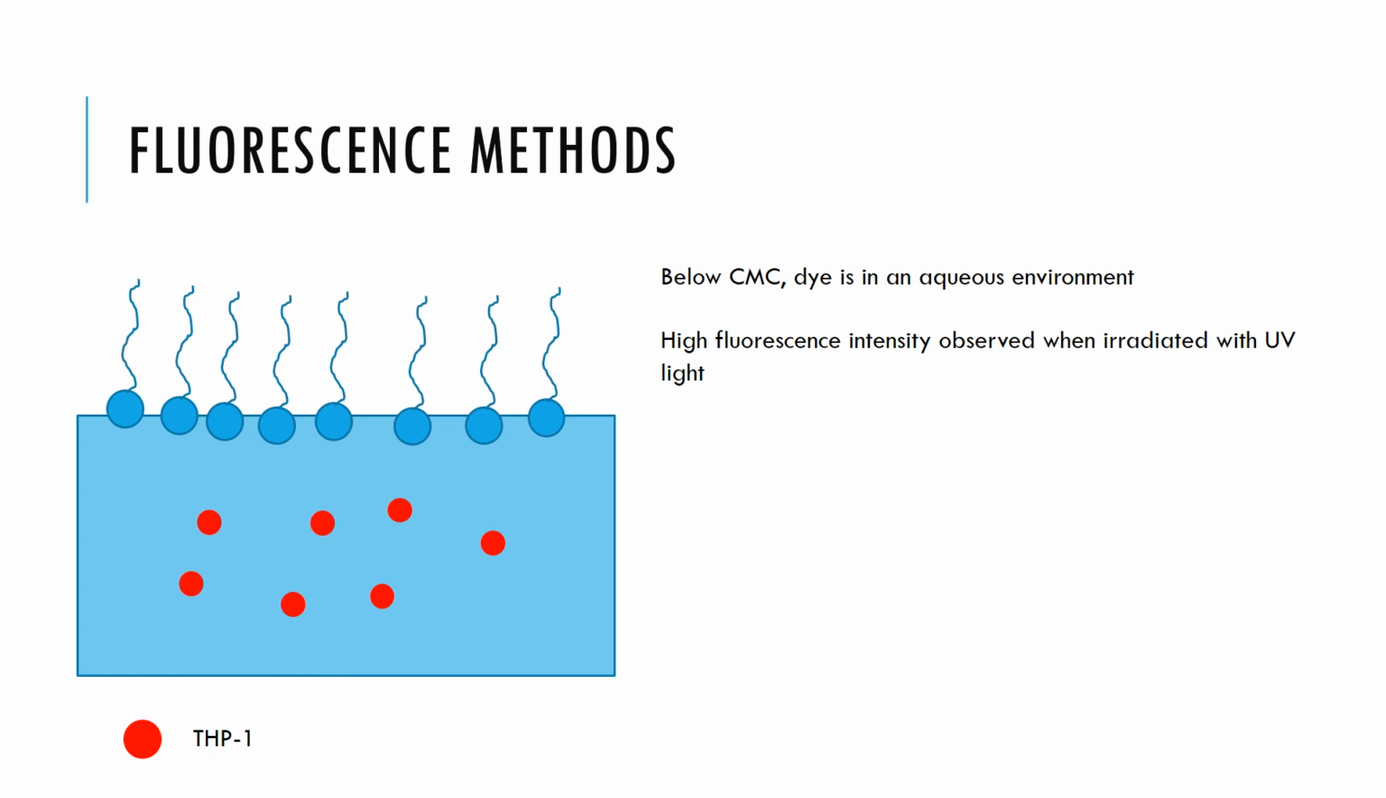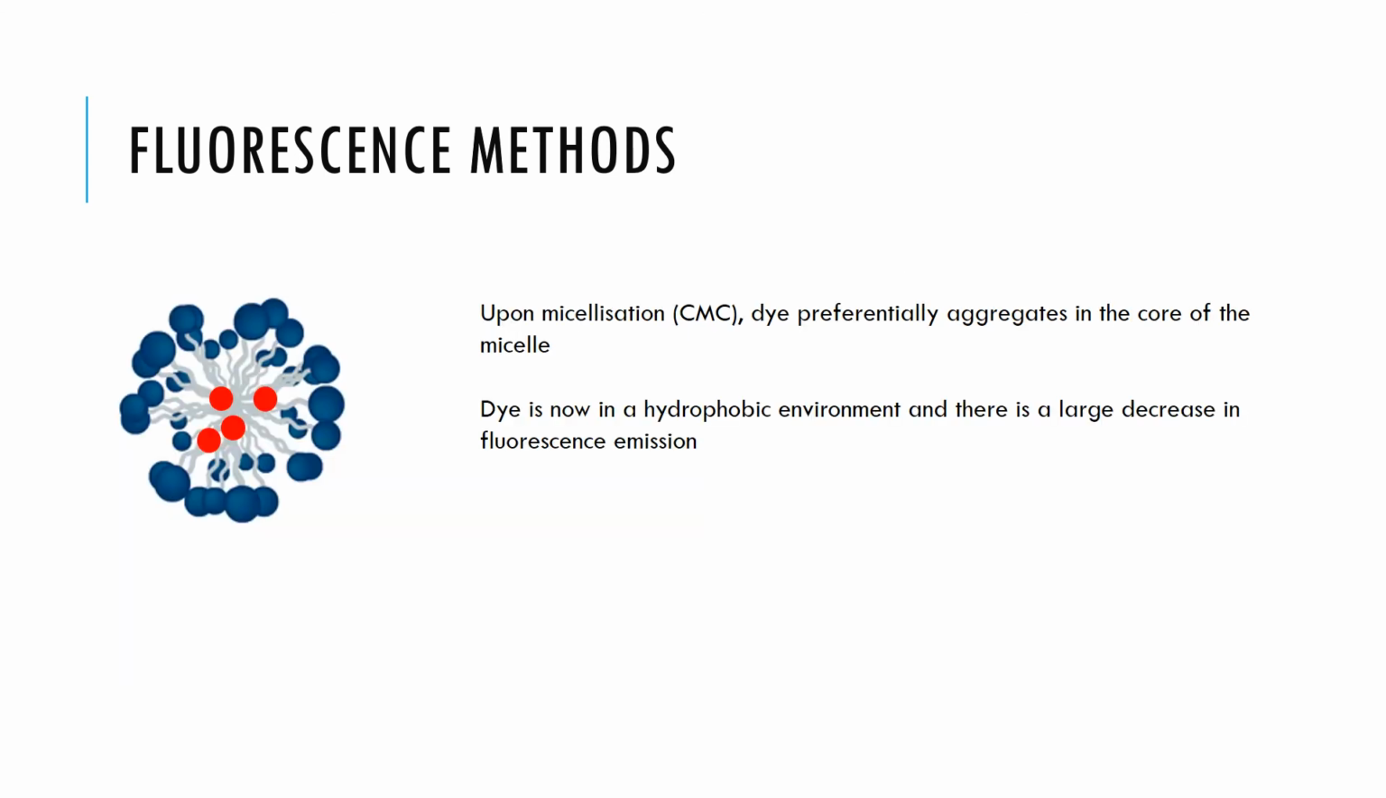Now, below the critical micelle concentration, that dye is in an aqueous environment. Therefore, when you irradiate a sample, you see a very high fluorescence intensity. But upon micellization, that dye, which would rather be in a hydrophobic environment, starts to preferentially aggregate in the core of the micelle. Now that dye is in a hydrophobic environment, and you see a very large decrease in fluorescence emission.